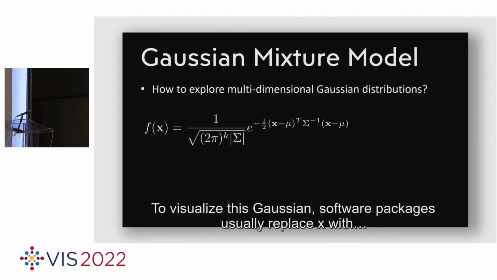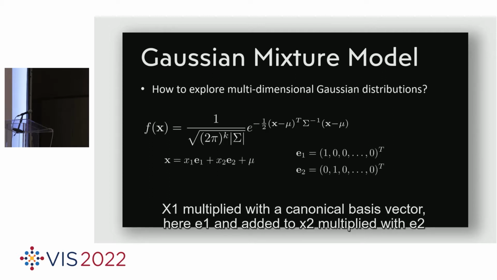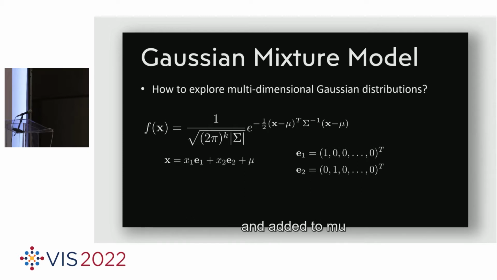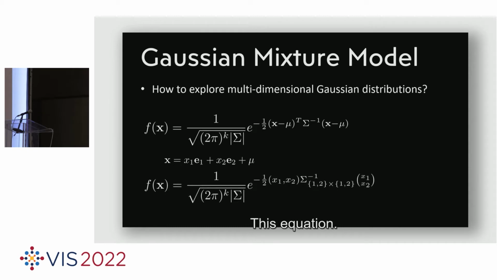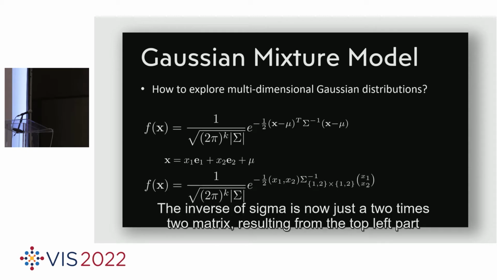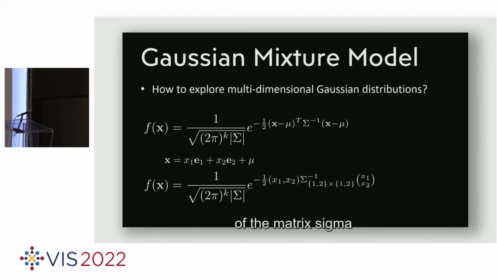To visualize this Gaussian, software packages usually replace x with x1 multiplied with a canonical basis vector, here e1, added to x2 multiplied with e2 and added to mu. In this case, the Gaussian simplifies to this equation. The inverse of sigma is now just a 2 times 2 matrix, resulting from the top left part of the matrix sigma.